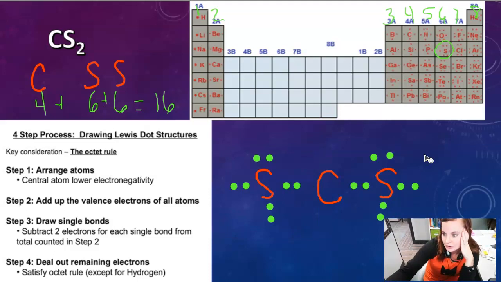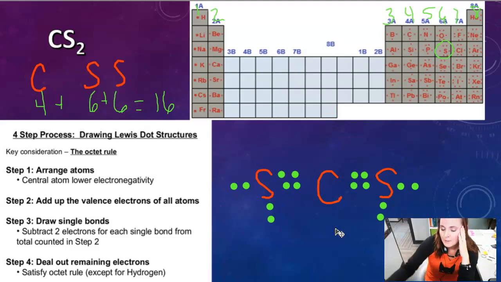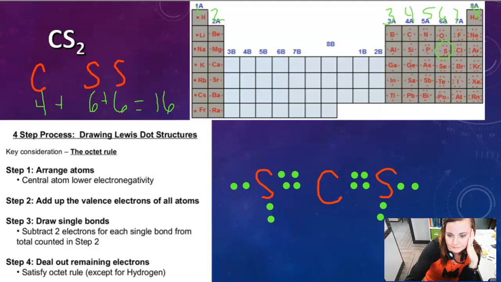What I can actually do is take these dots and put them like this. And it looks weird. But if I look at it, sulfur has 1, 2, 3, 4, 5, 6, 7, 8. The other sulfur has 1, 2, 3, 4, 5, 6, 7, 8. And this carbon has 1, 2, 3, 4, 5, 6, 7, 8. Everybody has 8. It's not pretty, but everybody has access to 8 electrons each.